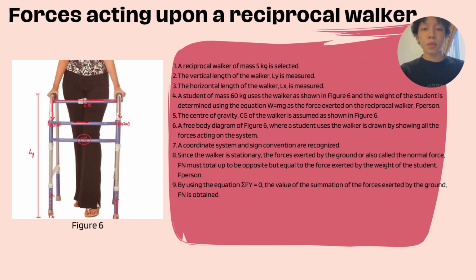The weight of the student is determined using the equation W equals mg, which is the force acting on the walker. The center of gravity is also assumed, shown in figure 6. The free body diagram of figure 6 is drawn showing all the forces acting on the system. A coordinate system and sign convention are recognized. Since the walker is stationary, the forces exerted by the ground, also called the normal force, should be equal to the force exerted on the ground by the walker and the student. By using the equation summation of the vertical forces equals 0, the value of the force exerted by the ground, Fn, is obtained.